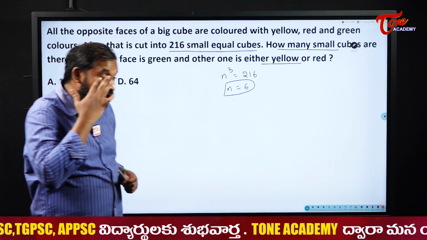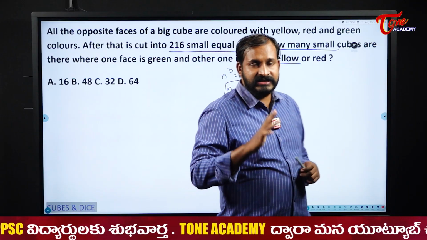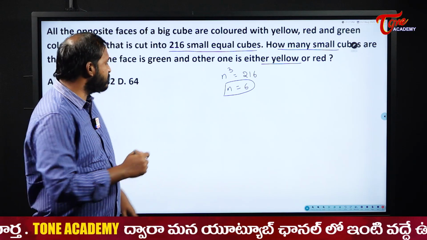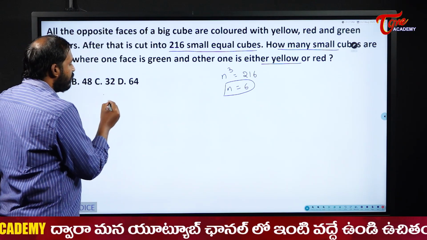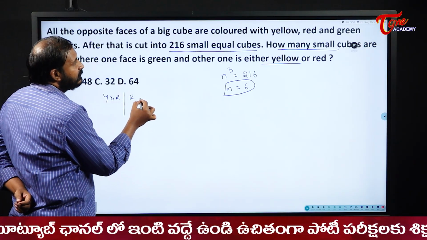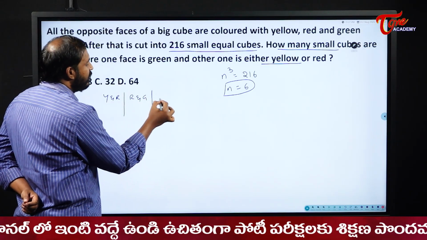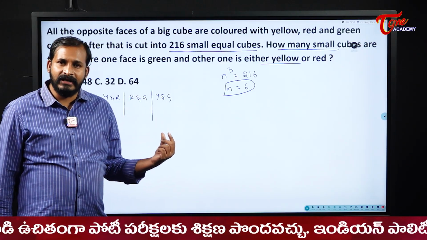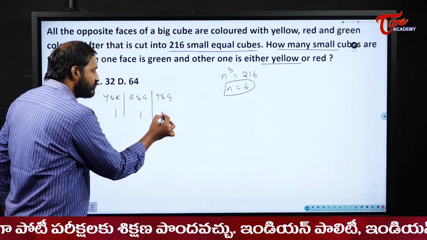Now see here students, already I told you, out of 12 edges, how the combinations will be there? 4, 4, 4, right? That means yellow and red is one combination, red and green is one combination and yellow and green is the other combination. So they will be equal in number, right? They will be in 1 ratio here, 1 ratio here, 1 ratio here.